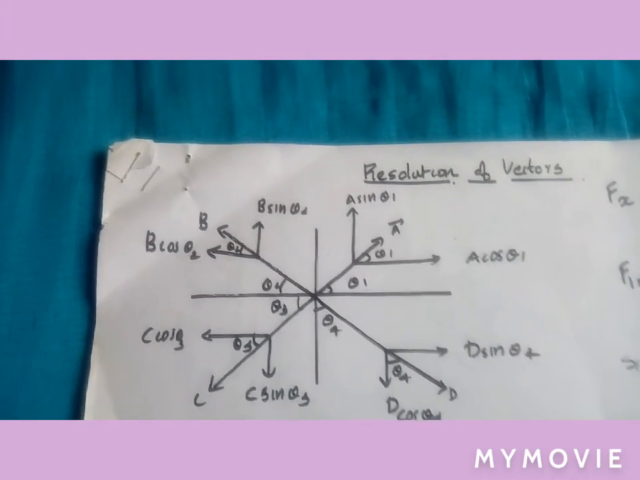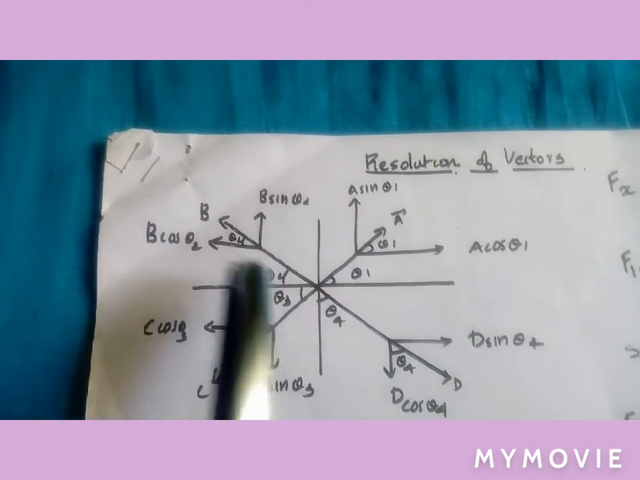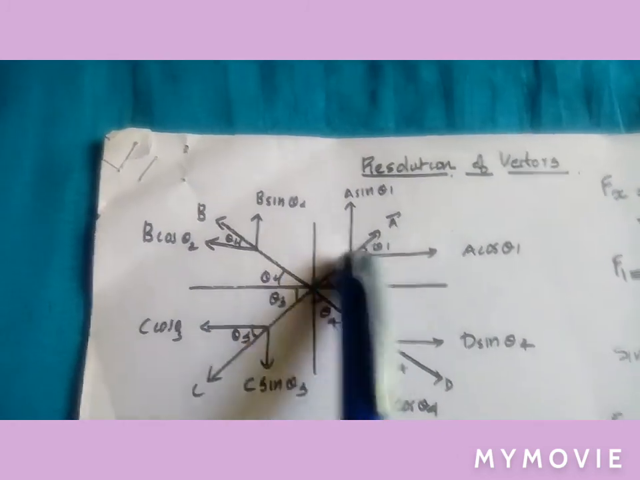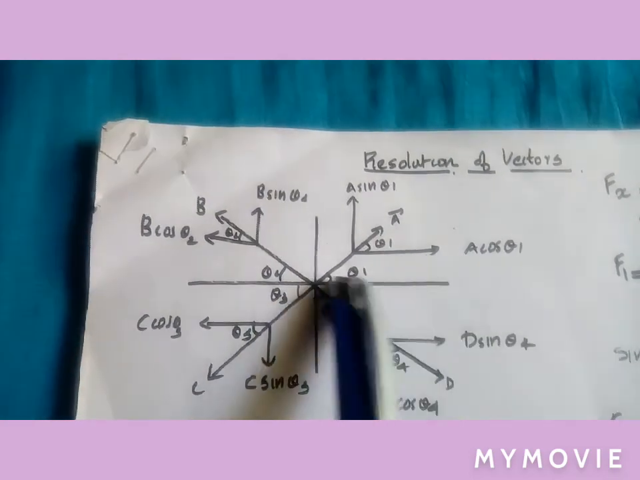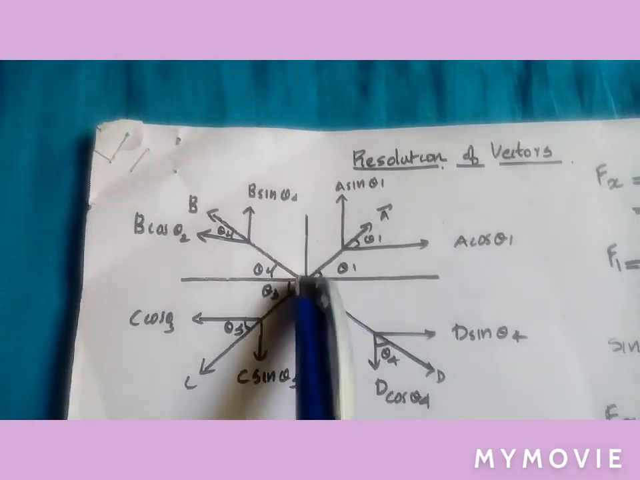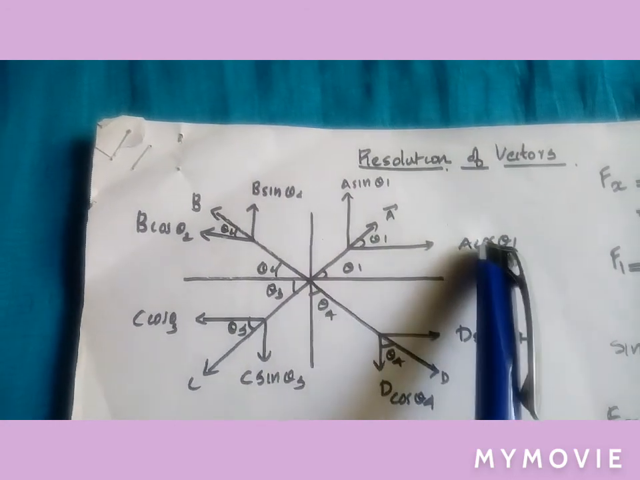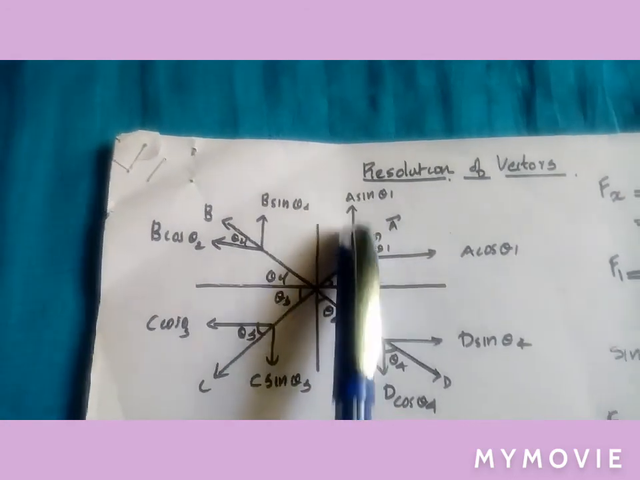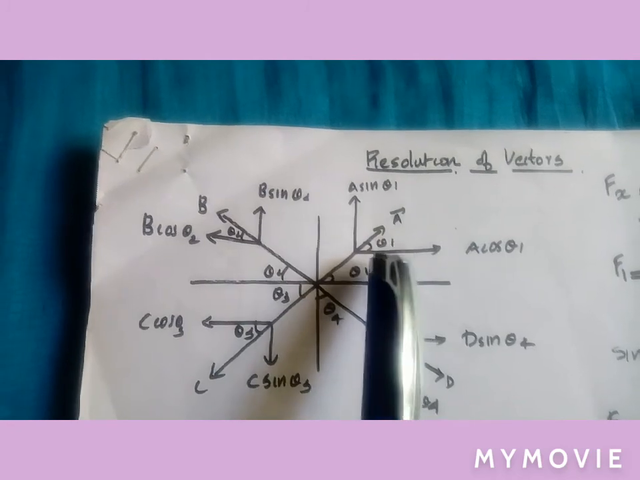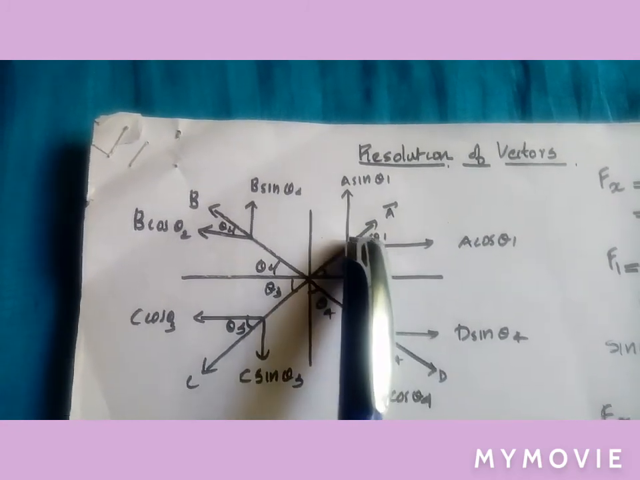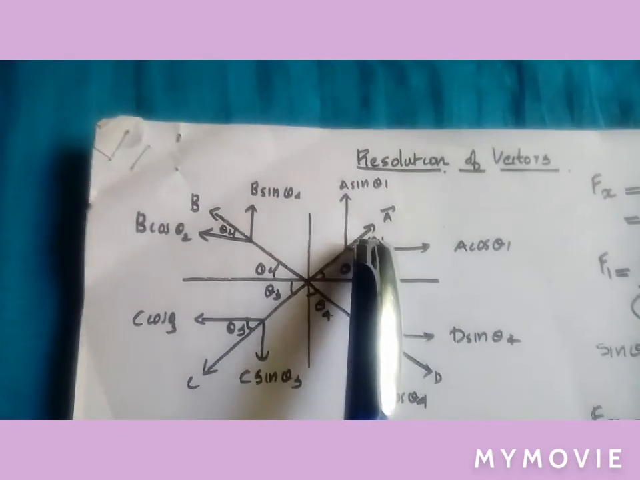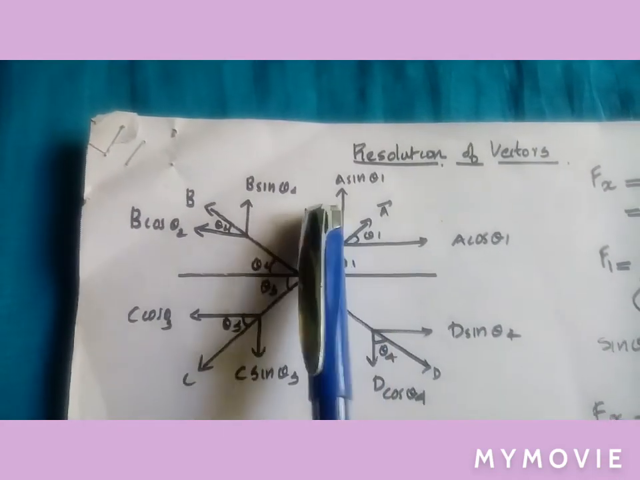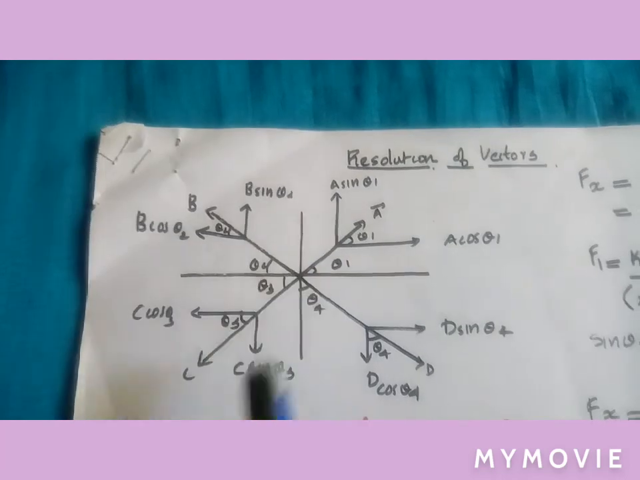Today we are going to study resolution of vectors. Consider this figure in which vector A makes angle theta 1 with the positive x-axis. So the vector can be resolved as A cos theta 1 i plus A sin theta 1 j. The adjacent side to the angle is A cos theta 1, and the opposite side is A sin theta 1.